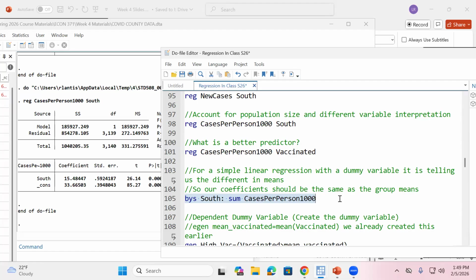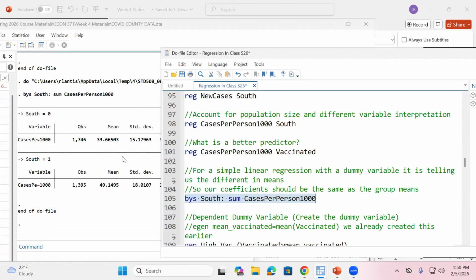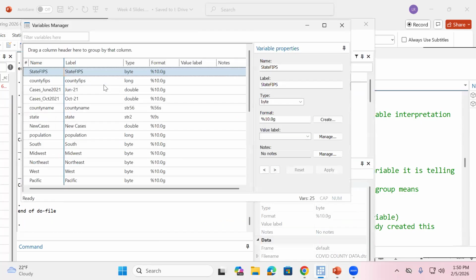When I summarize it, it should tell me the mean. That'll be the mean of those non-South counties. Then by the second group, or the second value for that variable of 1, it'll summarize them and give me the mean of that group, or it should be the mean of my southern counties. Okay? So if I go here and I run this command, I can look at the data.